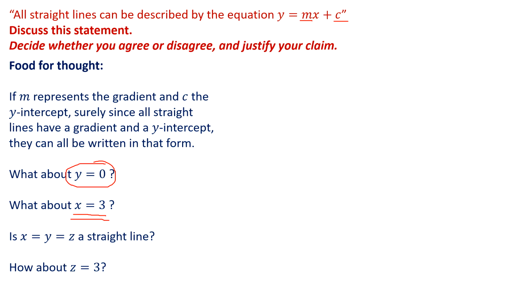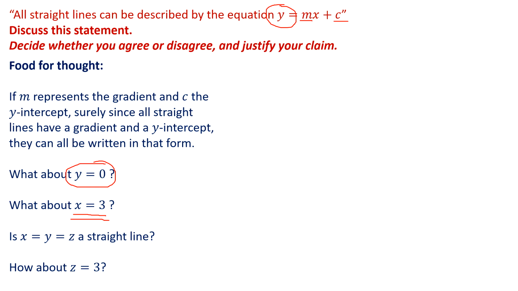Y doesn't appear in this equation, and that's the crucial bit. To create an equation of the form y equals mx plus c, you have to have a y at the beginning. If there isn't a y at the beginning, we can't create our equation. And if you want to visualize a line like x equals 3 and ask the question, well, where is the y-intercept, or what is the gradient?